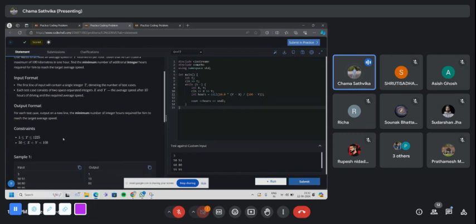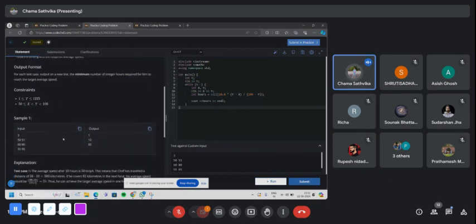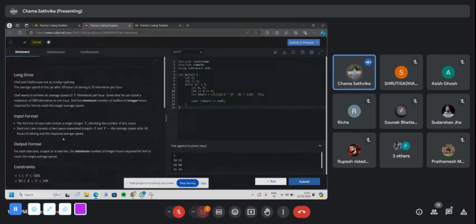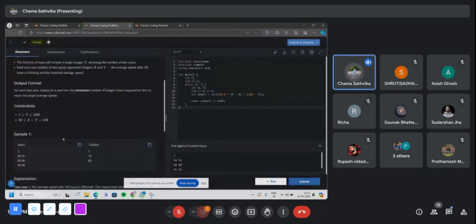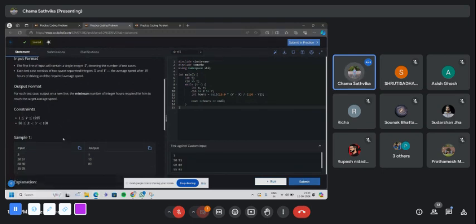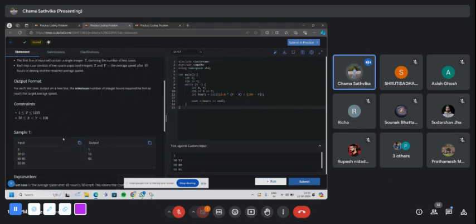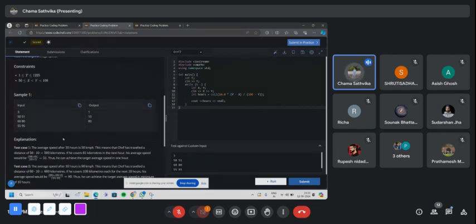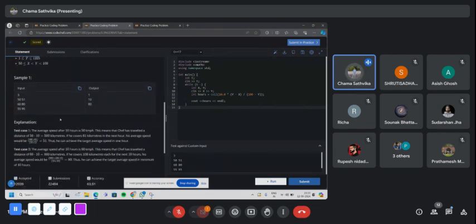So here we are given two values, X and Y, where X is the average speed after 10 hours and Y is the target we need to achieve. These are the two inputs. So this is simple mathematics. To achieve the Y speed, we need to find the minimum amount of time.